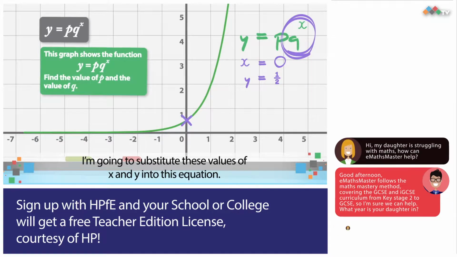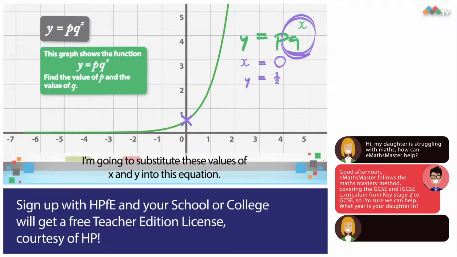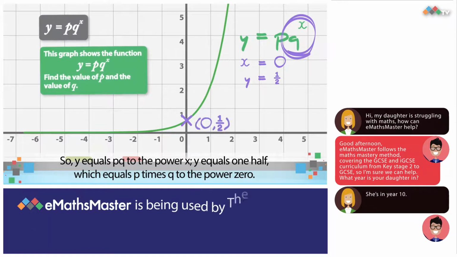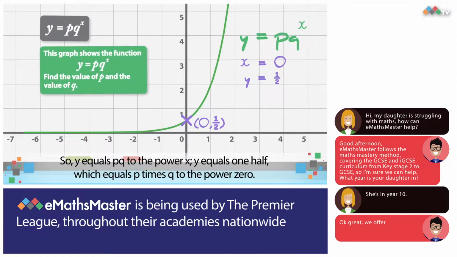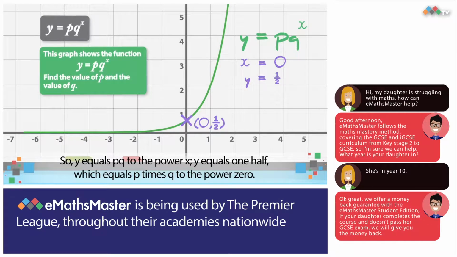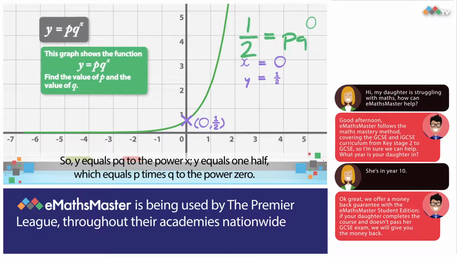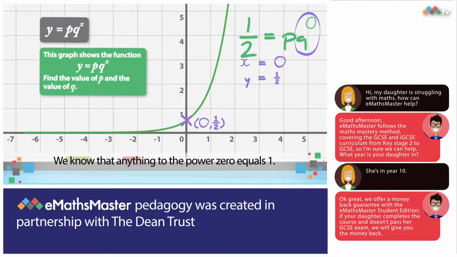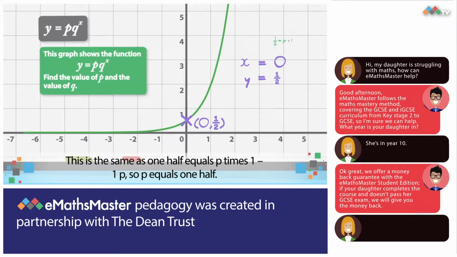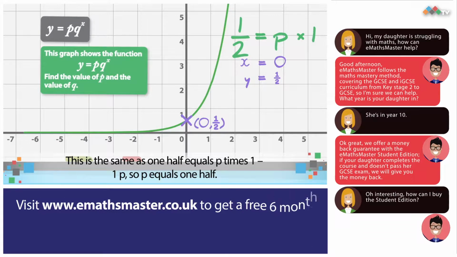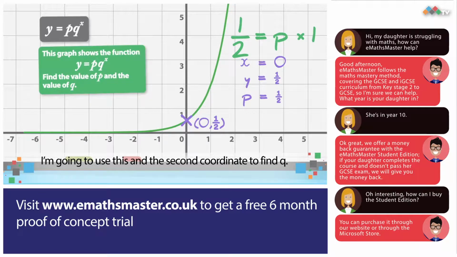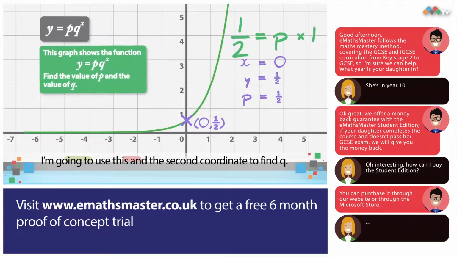I'm going to substitute these values of x and y into this equation. So, y equals pq to the power x. Y equals 1/2, which equals p times q to the power 0. We know that anything to the power 0 equals 1. This is the same as 1/2 equals p times 1, 1p. So p equals 1/2. I'm going to use this and the second coordinate to find q.